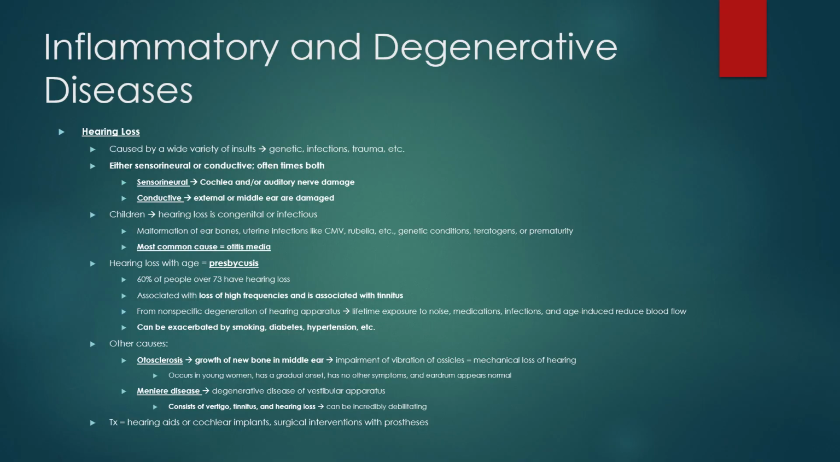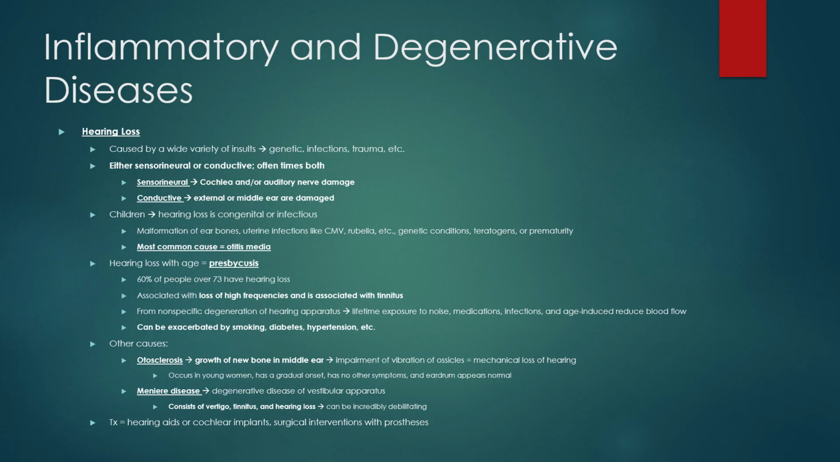Age-related hearing loss is presbycusis, and this is due to gradual degeneration of the hearing apparatus over time. Key features here include loss of high-frequency hearing first, often associated with tinnitus. It affects about 60% of people over the age of 73. Histologically, we see degeneration of hair cells, reduced blood flow, and accumulated lifetime damage. Fun fact, the "I can hear you, but I can't understand you" complaint is classic high-frequency loss. Consonants live in the high-frequency range.